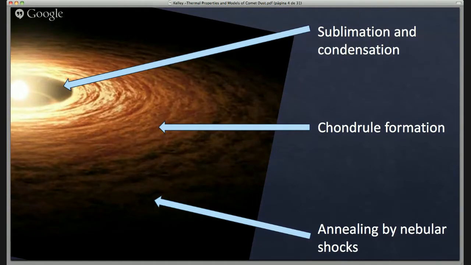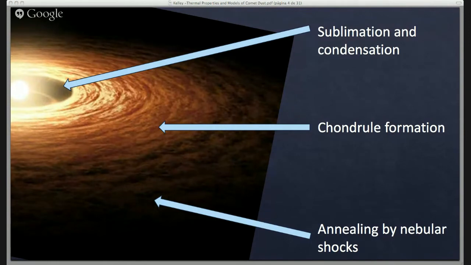Somewhere else in the disk is chondrule formation. Maybe even that's perhaps a secondary process, but it still occurs and is still relevant to comets. And then even further out, annealing can happen, of course, closer to the star, but you can have annealing by nebular shocks, even out as far as the orbit of Jupiter. Annealing being the transformation of a dust grain from its amorphous state into a crystalline state.